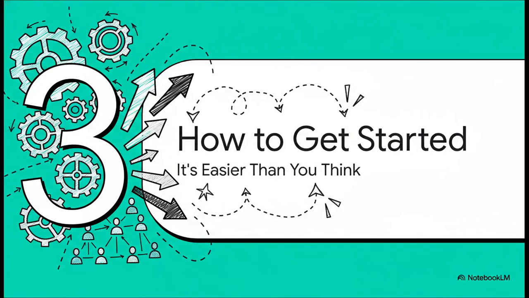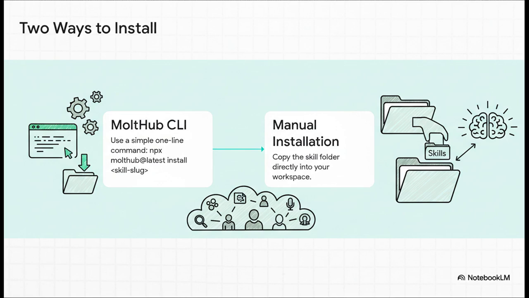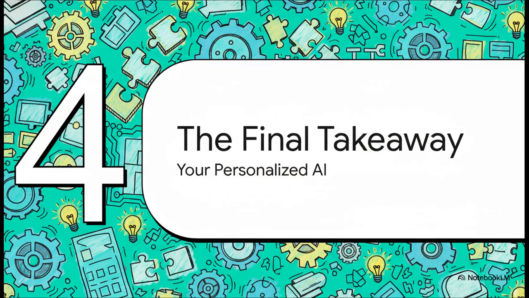So I'm guessing by now you're probably thinking, okay, this sounds incredible, but it's got to be a huge pain to set up, right? And the best part is, no. The community has made getting started with this stuff so simple. You've really got two main ways to install these skills. The easiest way is to just use the MoltHub command line tool. It's one line in your terminal, that's it. And you can install any of those 700 plus skills. Or if you'd rather do it yourself, you can just manually download the skills folder and drop it where it needs to go. That's all it takes. You're up and running.